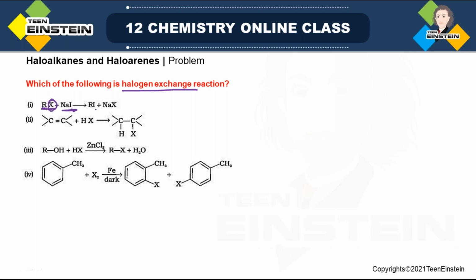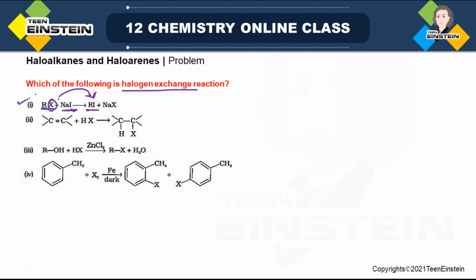Now this halogen, in the product side we have RI. That means X is replaced by I. Now this is obviously a halogen exchange reaction. Where are we getting I from? That is the iodide ion that we are getting from the sodium iodide reagent. So this should be the correct option, right?